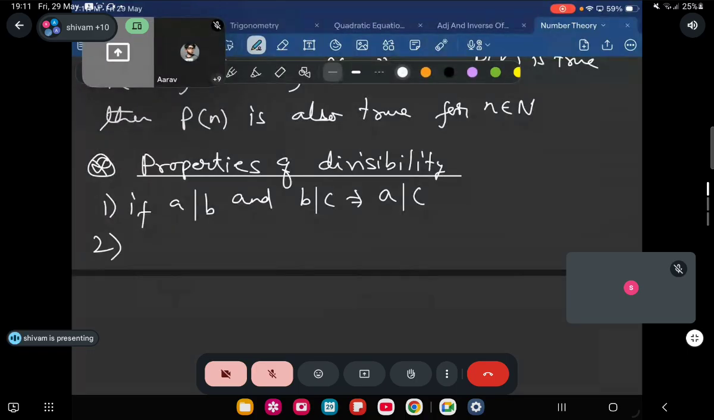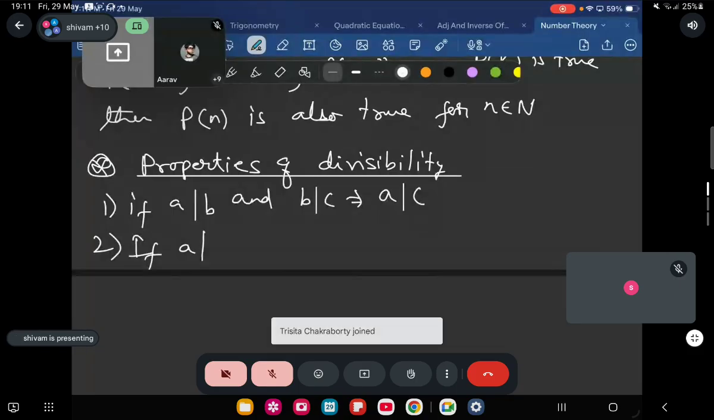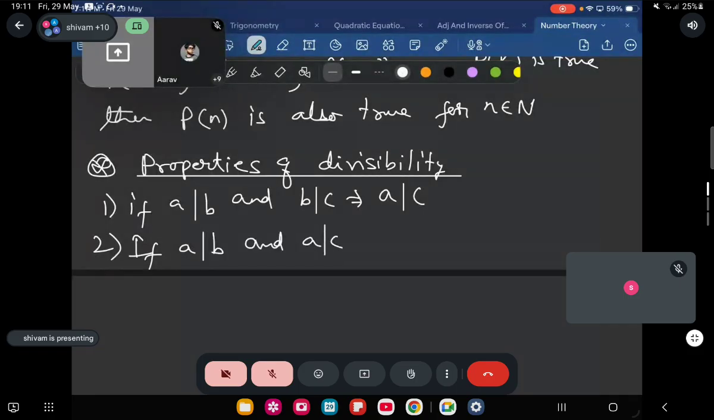If A divides B and A divides C, then this implies A also divides B plus or minus C. It will divide B plus C, and it will divide B minus C as well.